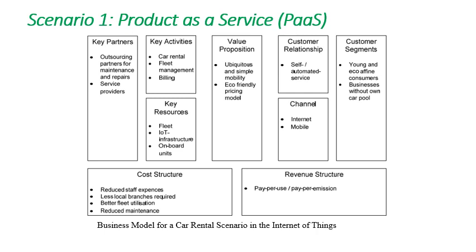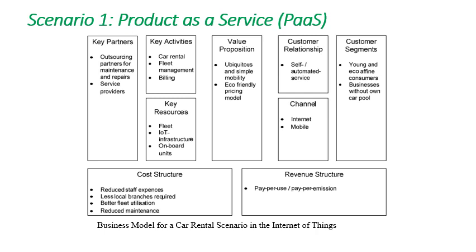The service provider is throughout the country. The key activities are car rental, fleet management, and billing. The key resources are the fleet, IoT infrastructure, and onboard units. We are going to add certain sensors to track how the car is being used, what the maximum speed used by the consumer is, and how good his driving is.